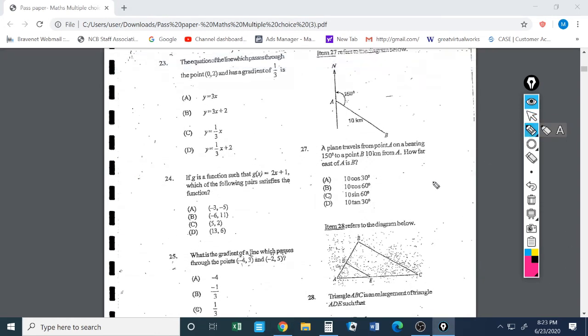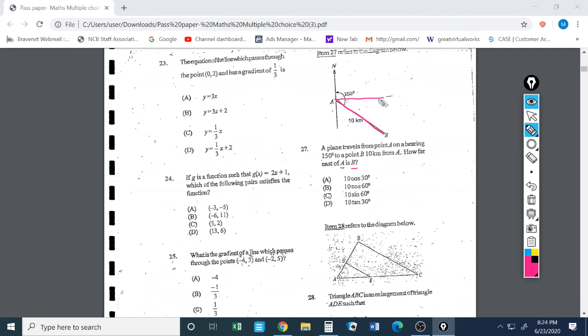Now we're looking at 27, and it says a plane travels from point A on a bearing of 150 degrees to point B, 10 kilometers from point A. So we can see here that this line is the length of 10 kilometers. It says, how far east of A is B? How far east of A is B? So we just need to know the distance here.